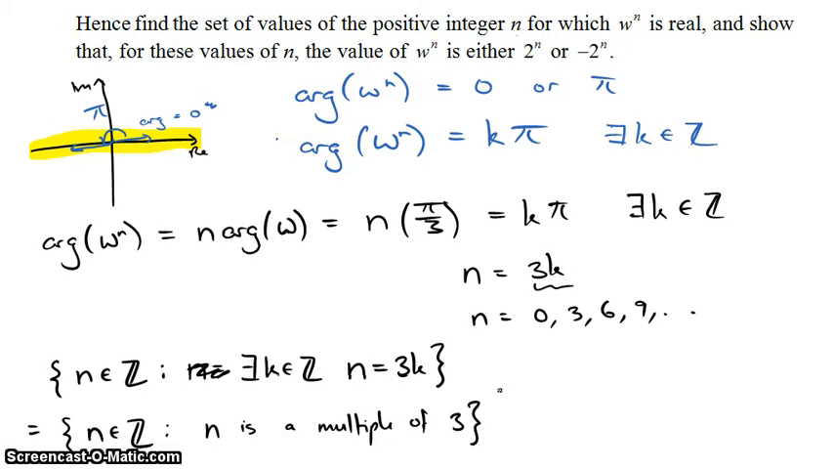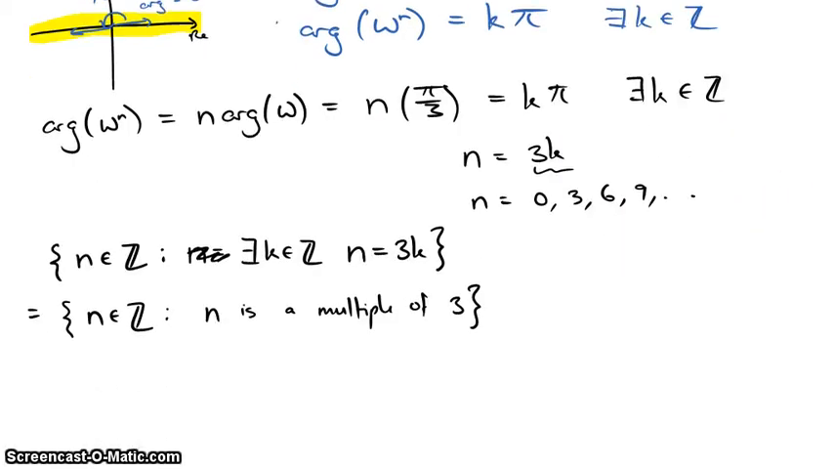So we look at this and we ask ourselves, how do we know that it's going to be either 2 to the n or minus 2 to the n? So this is kind of like the second part of this question. So if I have n is equal to 3k, what is w to the power of n? Well, if you recall, let's just write this in exponential form.